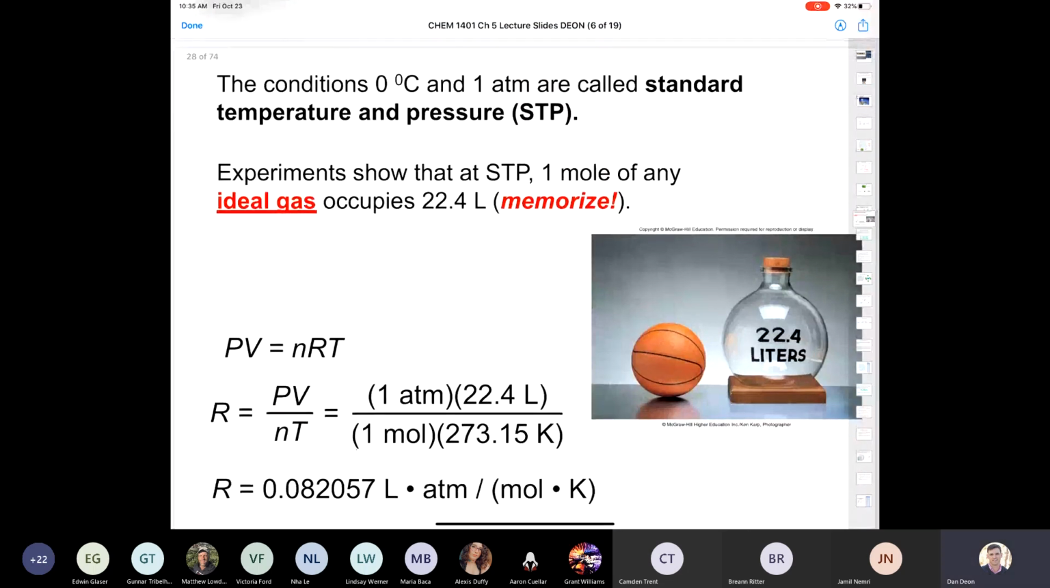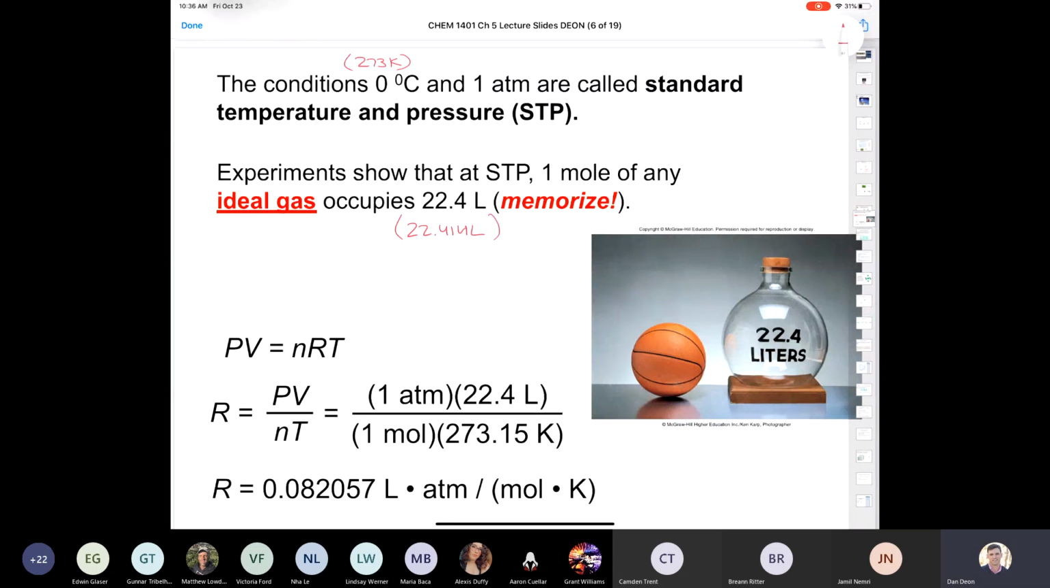The conditions of 0 degrees Celsius or 273 Kelvin and 1 atmosphere are called STP, standard temperature and pressure. And as I told you, experiments show that at standard temperature and pressure, or STP, 1 mole of any ideal gas takes up 22.4 liters. Now, if you Google this, you'll probably see that it actually takes up 22.414 liters. If you need more than 3 sig figs, then go ahead and you could use all of those.